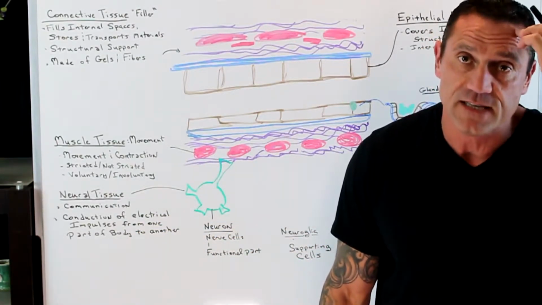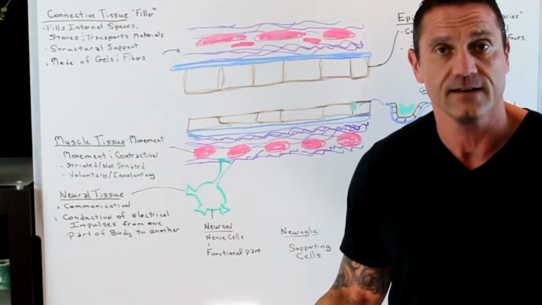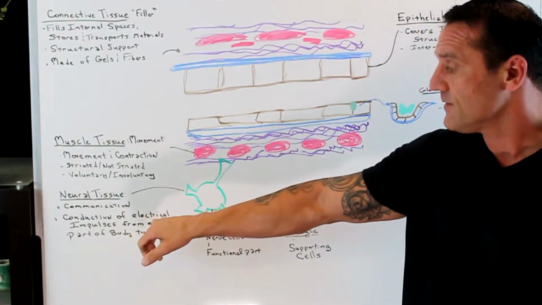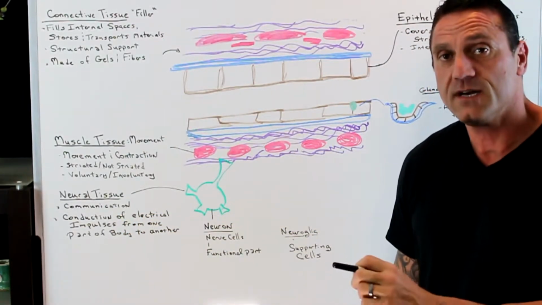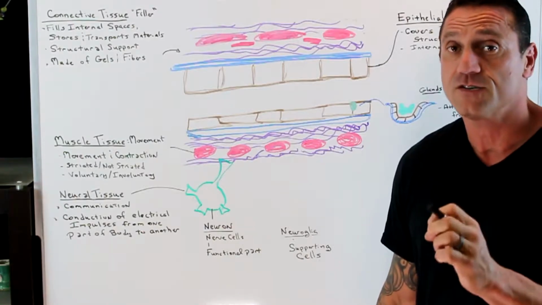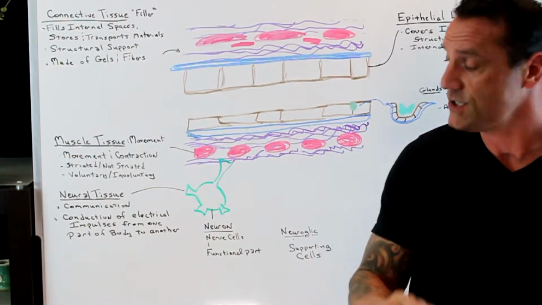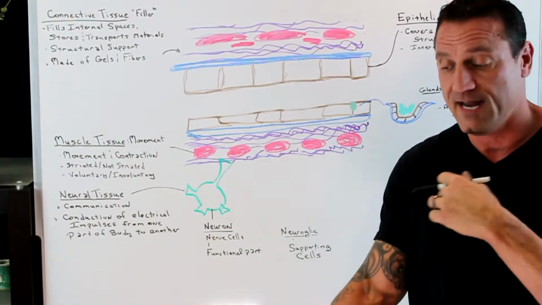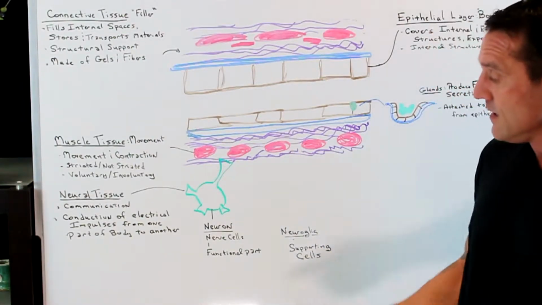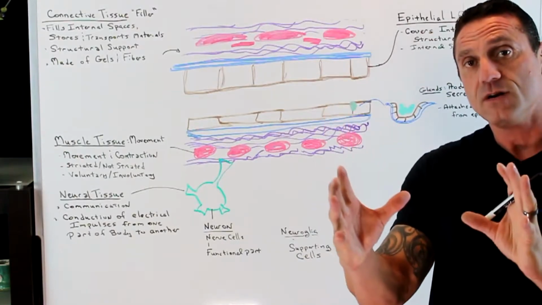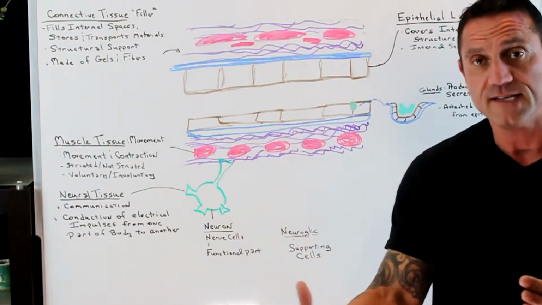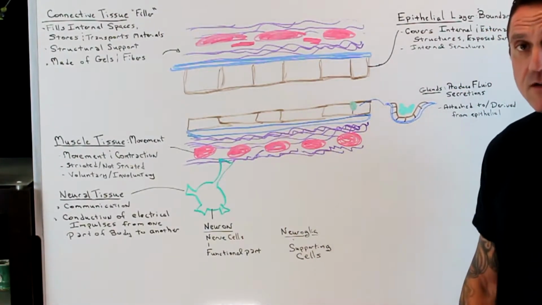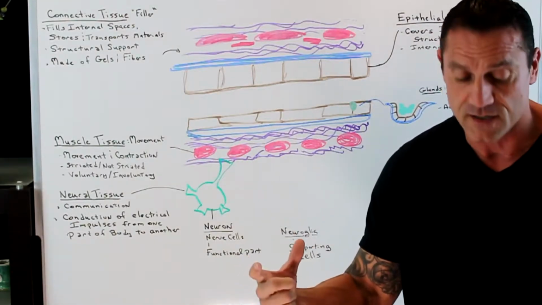This is the wiring that controls everything. The function of the neural tissue is for communication. Communication of what? Well, basically the brain and the rest of the body. A conduction of electrical impulses from one body part to another. And the main functional unit of neural tissue is the neuron. That is basically the link between the brain and the organ system. And you have the neuron, then you have these supporting cells, which are called the neuroglia. The neuroglia are strictly supporting cells of the neuron.